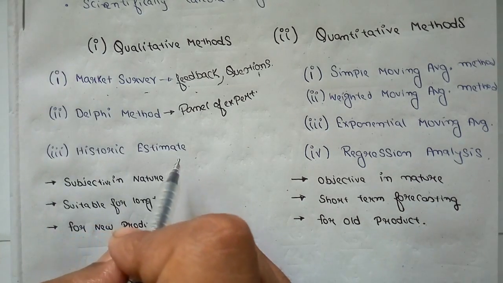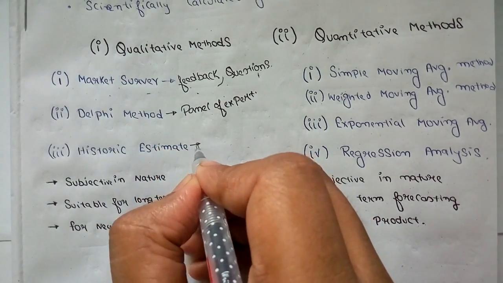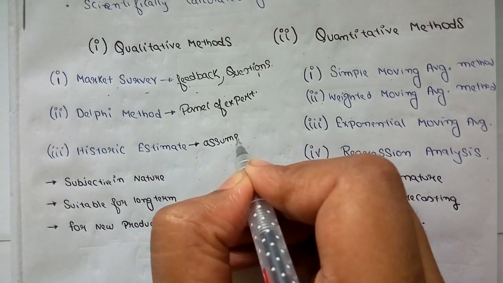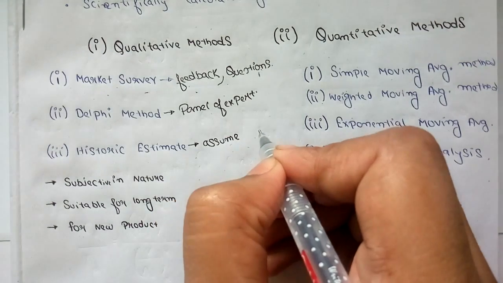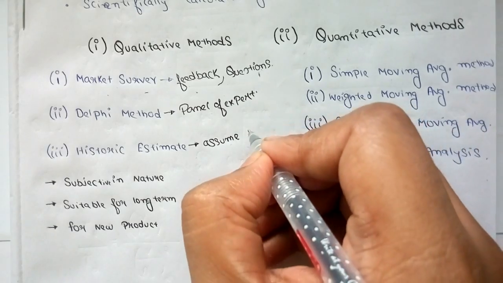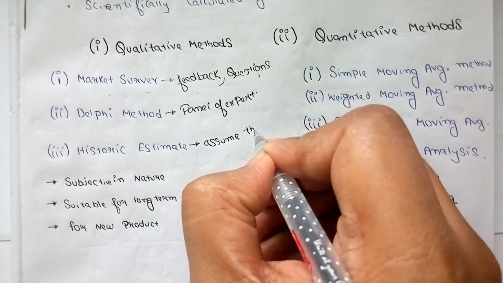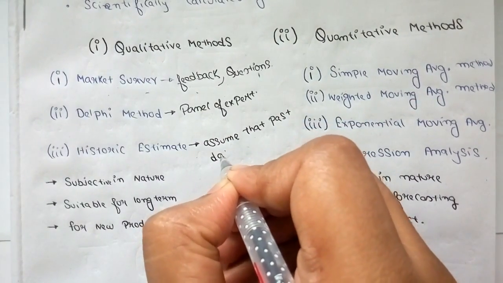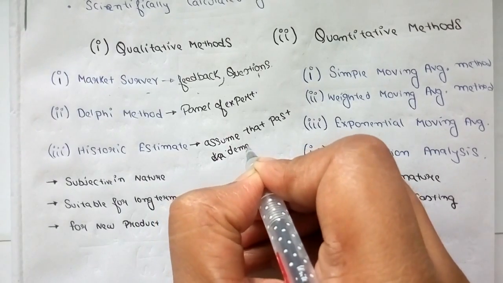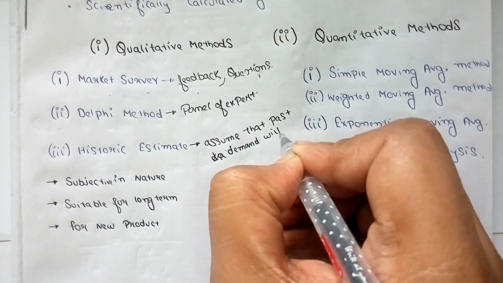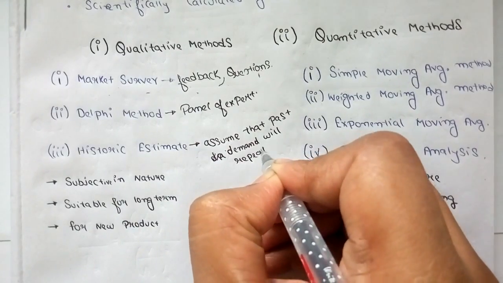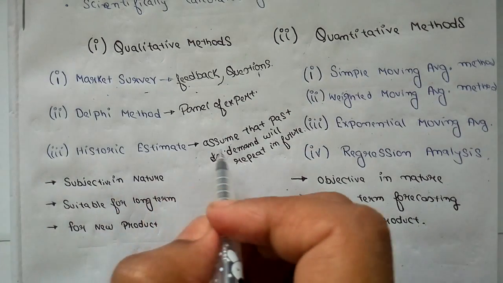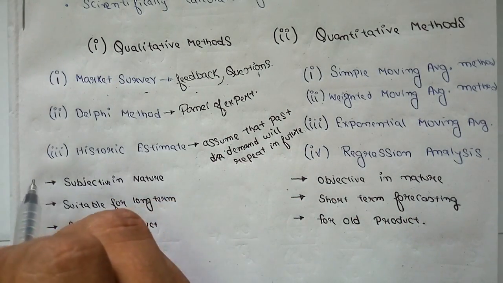So what is the historic estimate? As the name says, it is a historic estimate. That means we assume here that the past demand will be repeated in the future. So simply in this method, we assume that whatever was in the history will just repeat.